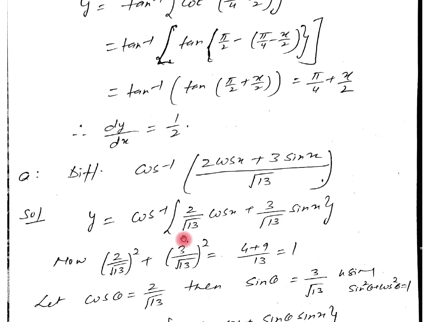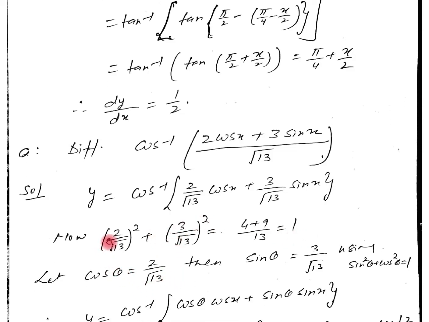Now again, this point is a very important point. The square of this coefficient plus the square of this coefficient is equal to 1. The square of the coefficient of cos x and the coefficient of sin x, when we add them, is equal to 1. So we can take, let cos theta be 2 by under root 13. If cos theta is 2 by under root 13, then sin theta is 3 by under root 13.